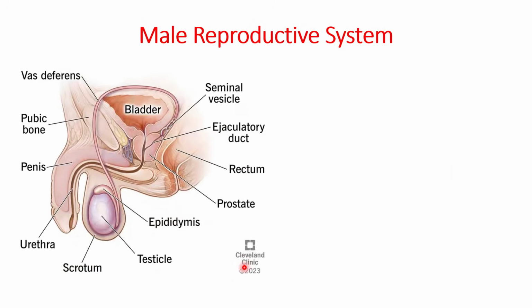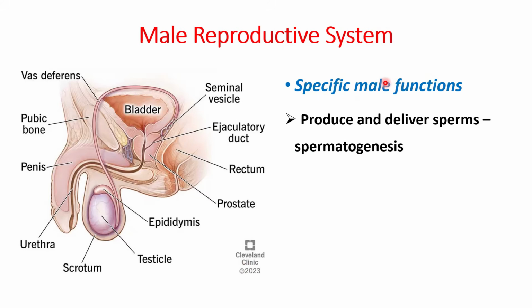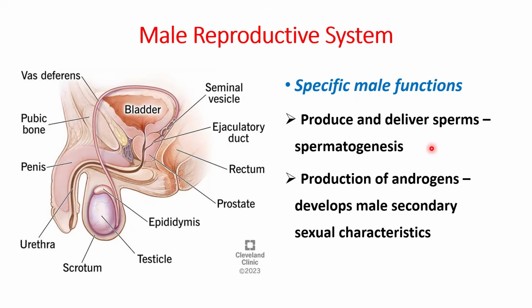In the male reproductive system, we consider the components we talked about there. In addition, you can see the scrotum and the various glands. Specific functions, as you can see there: production and delivery of sperms in the process of spermatogenesis, and production of androgens, which develop male secondary sexual characteristics.